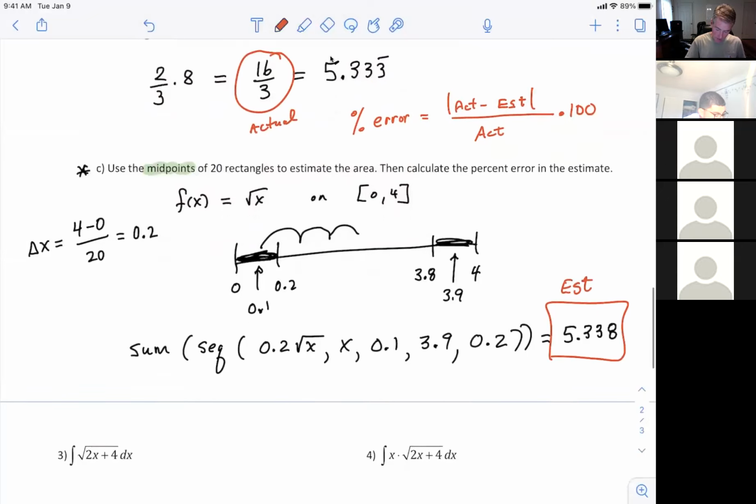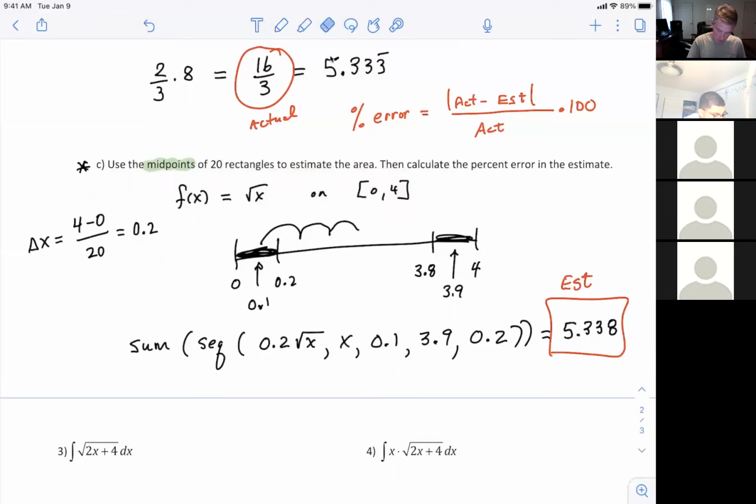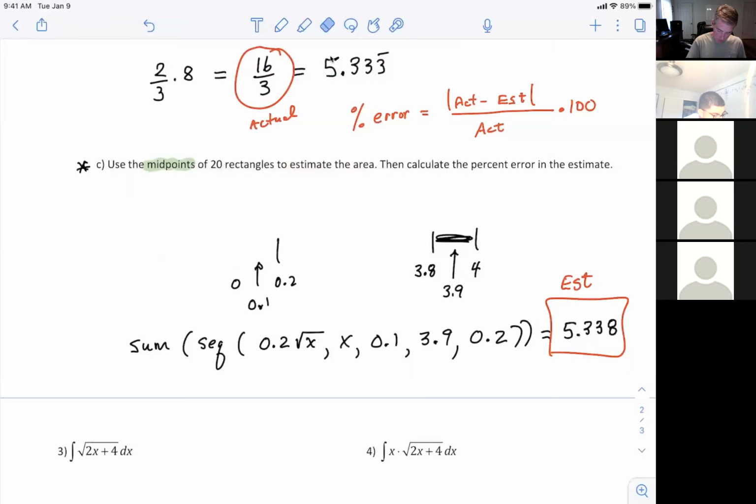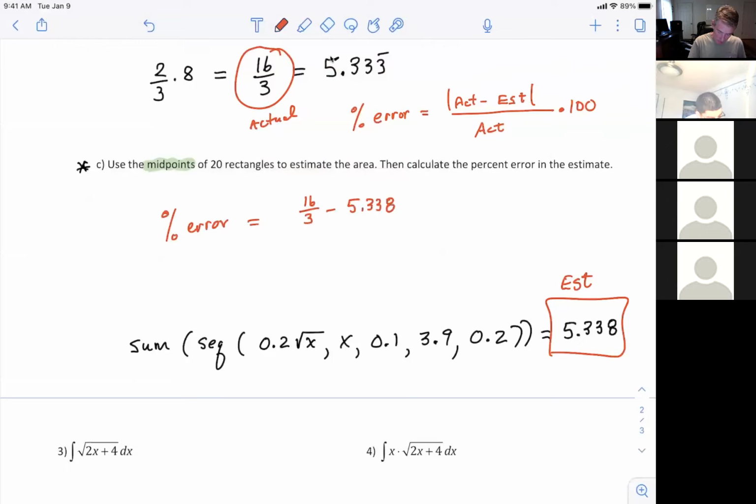And then I could do the percent error formula, especially if I have some space. So the percent error is going to be the actual, I'll use 16/3, minus 5.338, and then put that in absolute value, divide by 16/3, and then times 100.